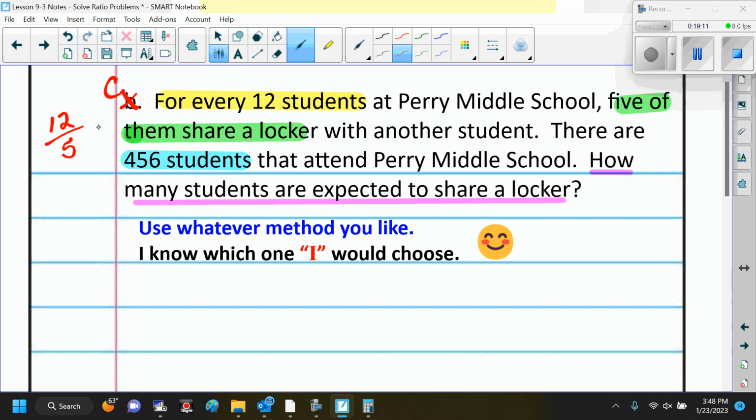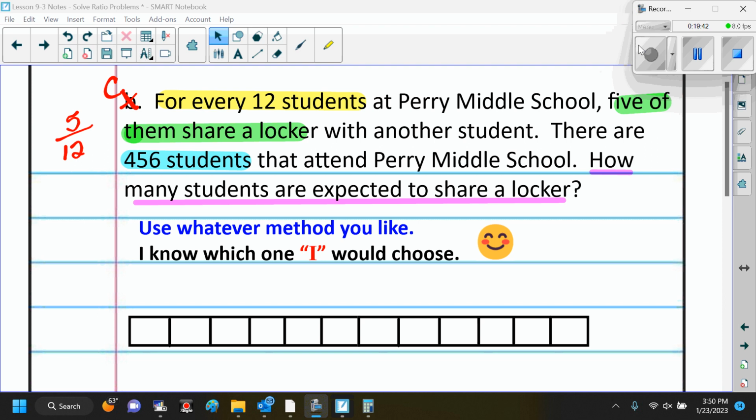Okay? I think I'm going to edit that. I think I would rather say 5 to 12, where this is share a locker, and then for every 12, that would be the total. So, if we're using a tape diagram, which is the first one that we did, we need to have 12 boxes. So, go ahead and write 12 boxes. All right, so here we have 12 boxes. Now, how many of those 12 do we need to shade in?